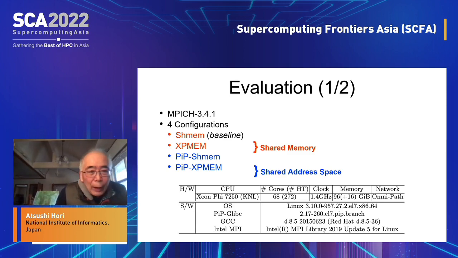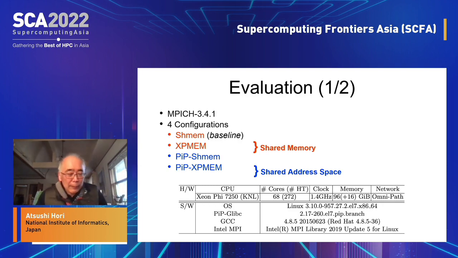Anyway, evaluation. This slide is an older version, so it is somehow misaligned. I use Open MPI 3.4.1. We have 4 configurations for this. One is shmem, which is a baseline, and the evaluation result. The second one is XPMEM. Here, shmem and XPMEM are using the shared memory model. And there are another two configurations, PIP shmem and PIP XPMEM.